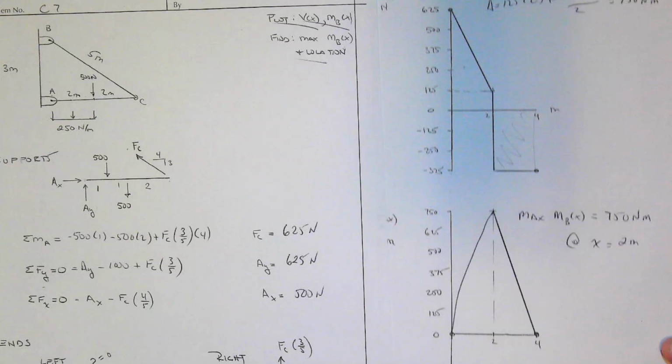So now we're going to move over to our plots here, trying to get as much in the picture as possible. Let's go with that. So here we are. Initial condition, the shear initially is 625. We need to end up at minus 375. And the moment starts at 0 and ends at 0.